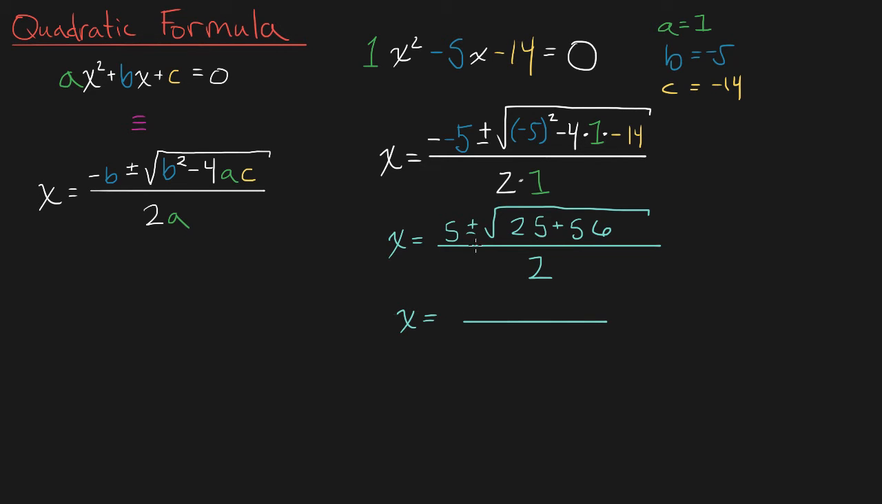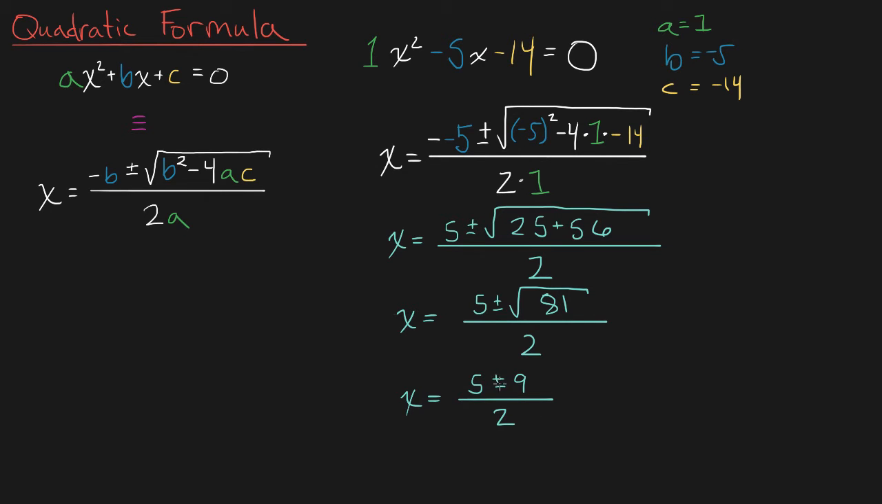And then I can simplify further from here. We have 5 plus or minus the square root of 25 plus 56 is, let's see, 61, 71, 81, all over 2. And now I have x is equal to 5 plus or minus, square root of 81 is 9. 5 plus or minus 9 divided by 2.